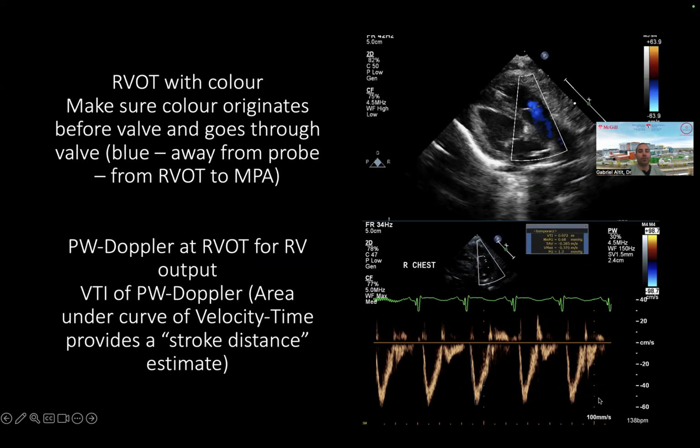So in this particular patient, you have a heart rate of 138, and you see that your velocity time integral is 0.0072 meters. And that's informing you on stroke distance, basically. It's an estimate of the stroke distance because we're doing a pulse wave Doppler at exactly that area.